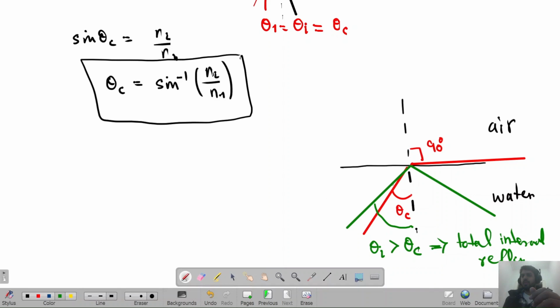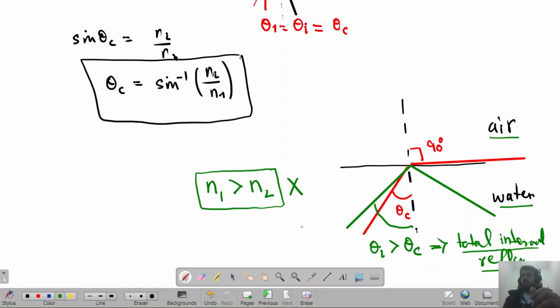Now again, like I just explained, for this phenomenon, total internal reflection, to occur, there is a specific condition, and the condition is that N1 should always be greater than N2. What it means is that the refractive index of the medium of incidence should always be greater than the refractive index of the second medium. If this is not true, then you cannot have total internal reflection, and then it will be meaningless to define the critical angle, right?